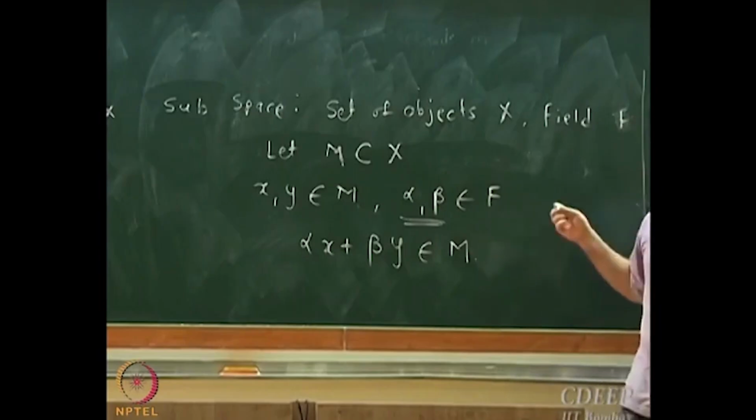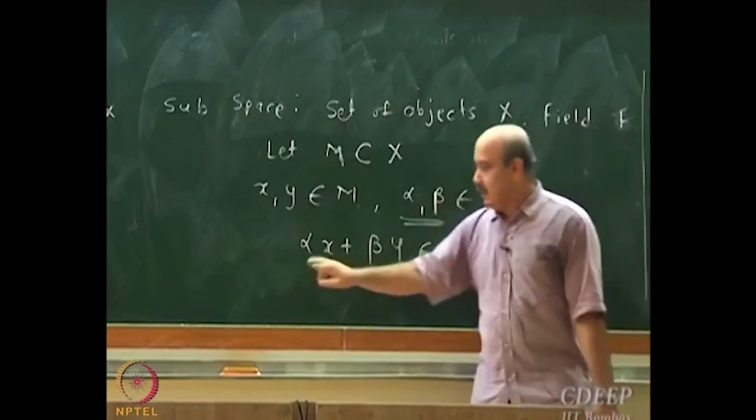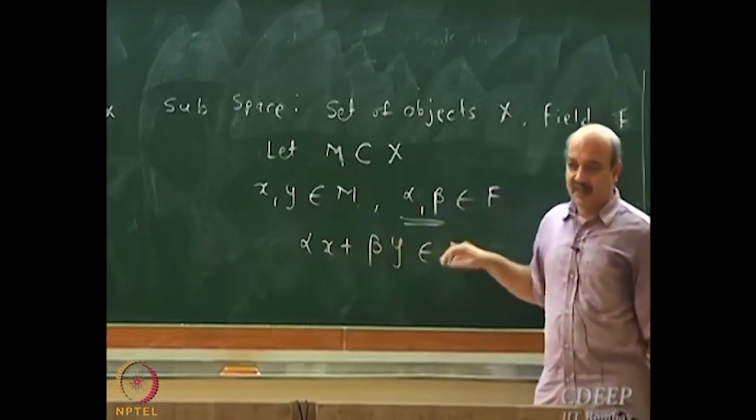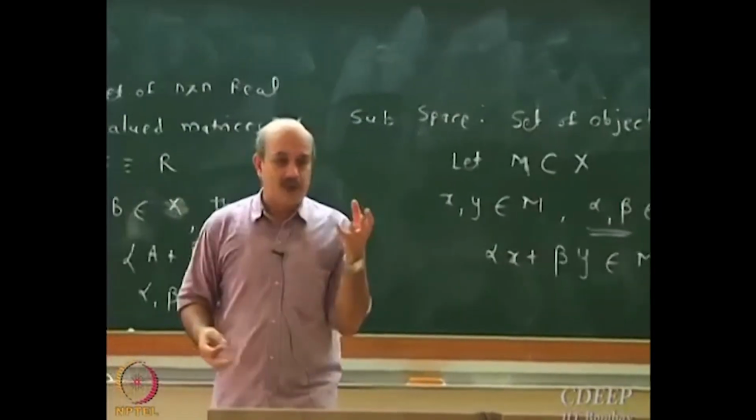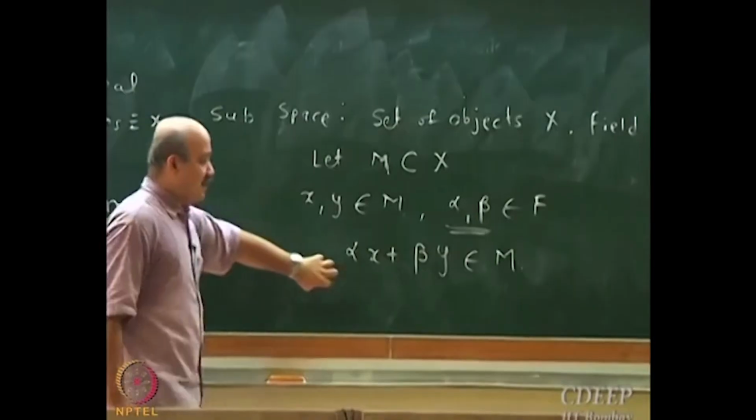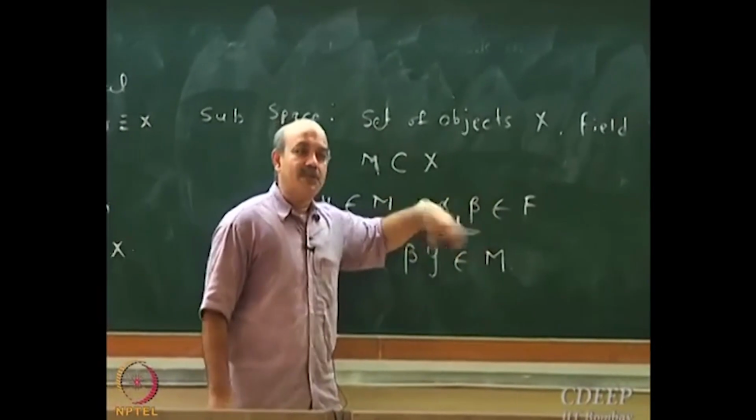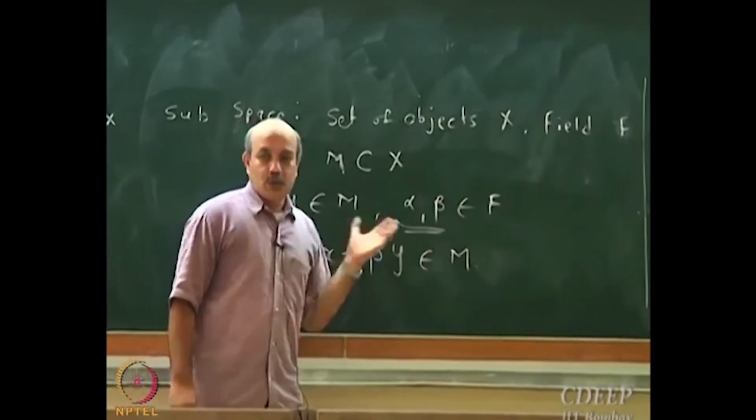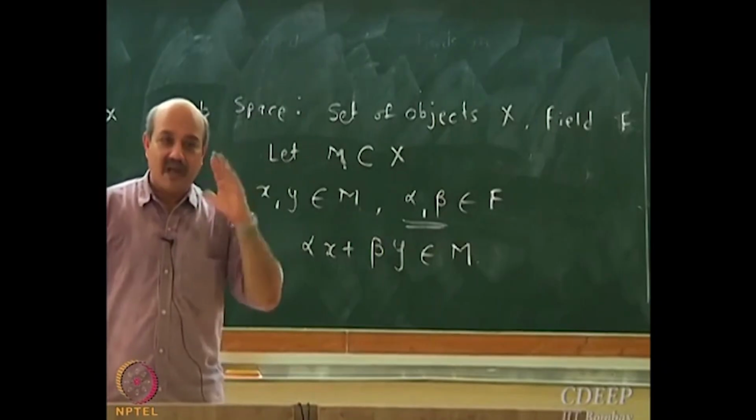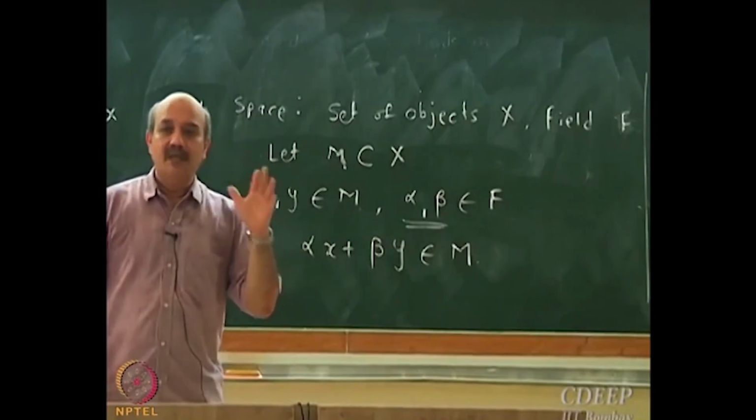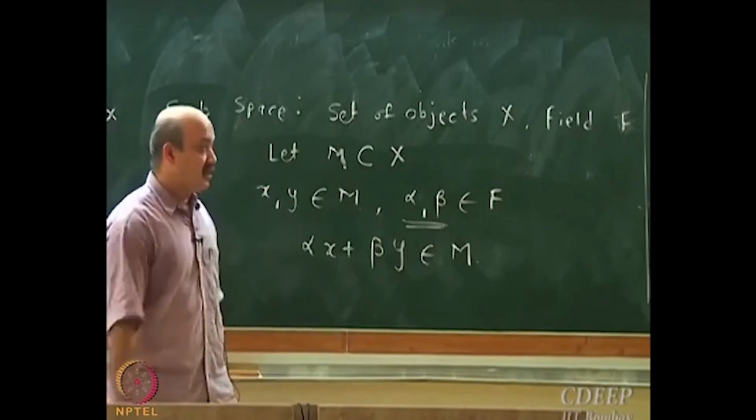If I choose alpha equal to 0 and beta equal to 0, then 0 times any vector plus 0 times any vector will give me the 0 vector. The 0 vector should be contained in the space. So if I have a subspace, then it follows from this definition that the 0 vector, the origin, should be contained in the space. So only those sets which contain the origin qualify to be subspaces.